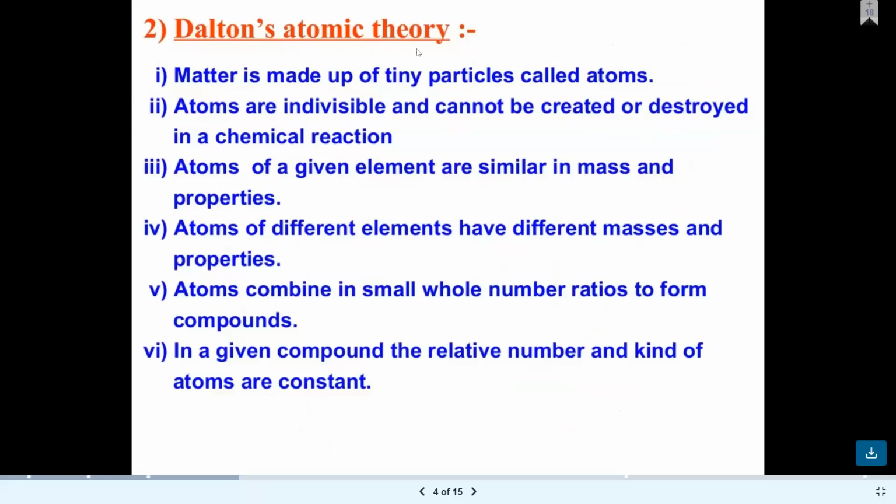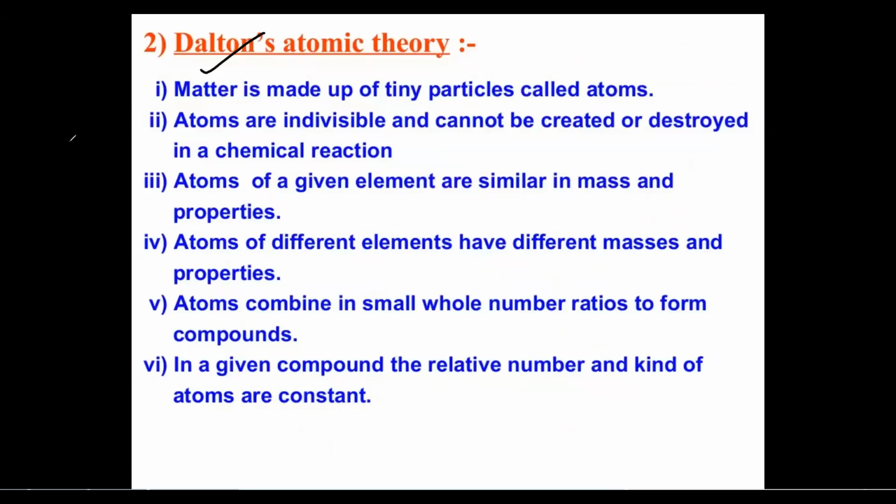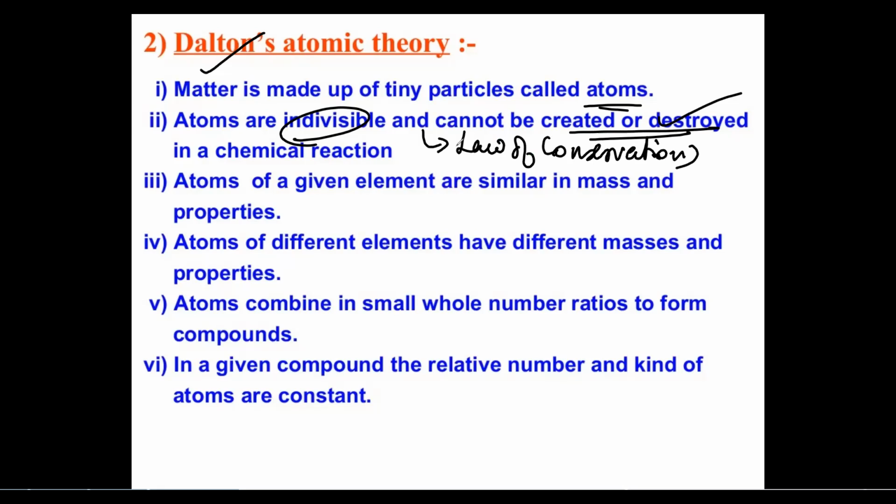Now Dalton's atomic theory. Dalton's atomic theory is very common, and its most famous idea is that matter is made up of tiny particles called atoms. Atoms are indivisible and they cannot be created or destroyed in a chemical reaction, which was the law of conservation of mass. And atoms of a given element are similar in mass and properties. Atoms combine in small whole number ratios to form compounds. This is very important.